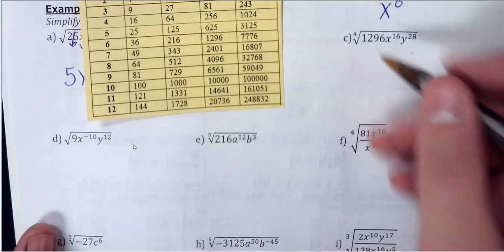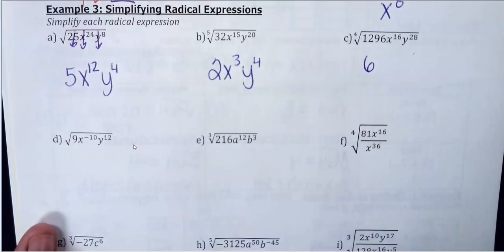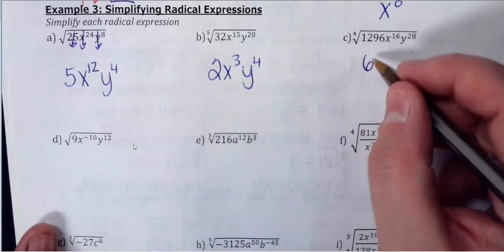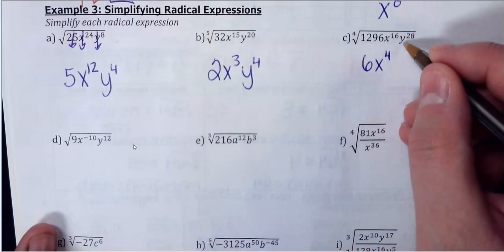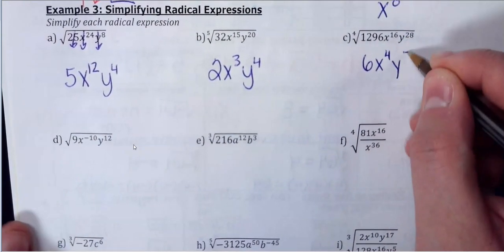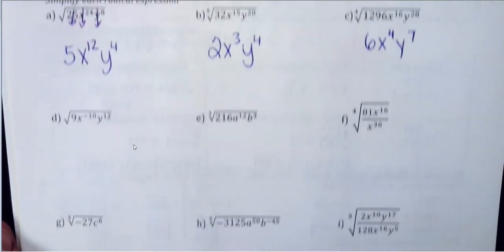Do you guys see, on this lovely list, the 1296 is the 6th number down. So this is just going to come out as a 6. For the exponents, you just divide them by 4. So 16 divided by 4, that'll be x to the 4th. 28 divided by 4, that'll be y to the 7th. Totally done. That's all you have to do.